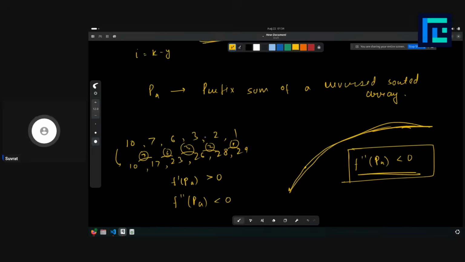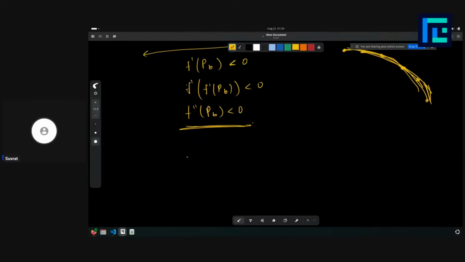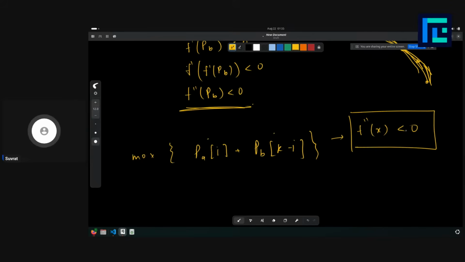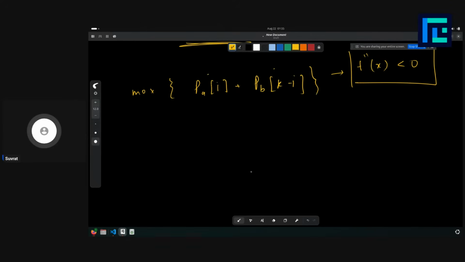So basically we now know that PA of I plus PB of k minus I, since this function and this function both have negative double derivative, this whole function would have a negative double derivative. So what does this mean? Double derivative is negative, so that means the function must always look like this. So for functions like this, we can use ternary search to find the maximum.